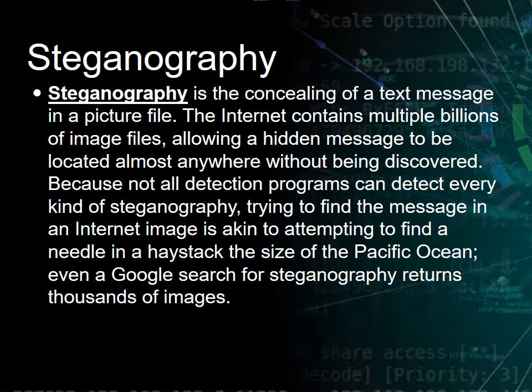Steganography is the concealing of text messages in a picture. The internet contains multiple billions of image files, allowing a hidden message to be located almost anywhere without being discovered. Because not all detection programs can detect every kind of steganography, trying to find a message on the internet is akin to attempting to find a needle in a haystack the size of the Pacific Ocean. Even a Google search for steganography returns thousands of images.